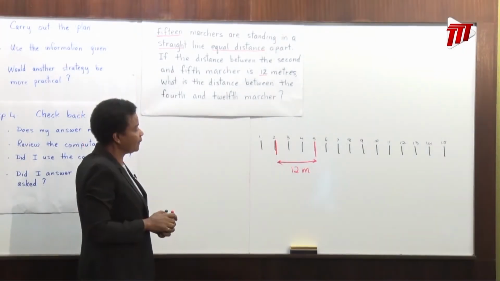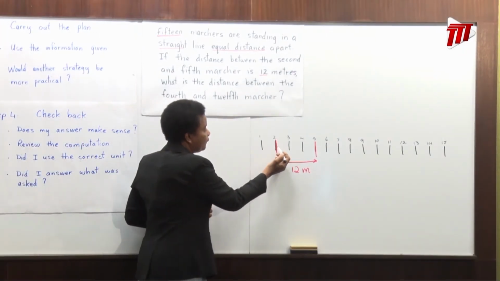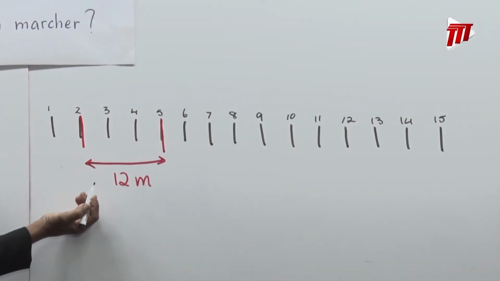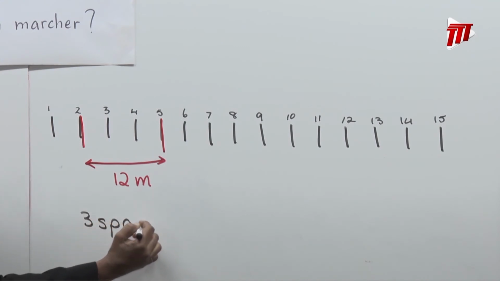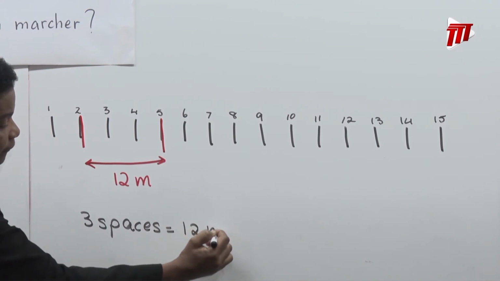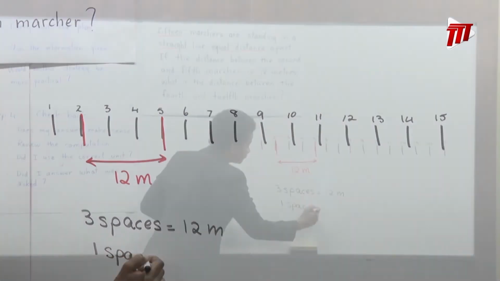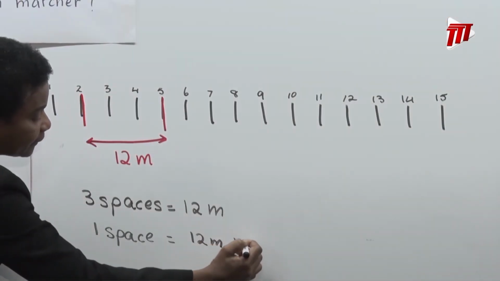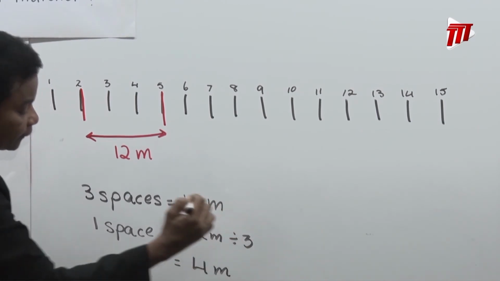What does that tell us? There are, in fact, 3 spaces between the second and the fifth marcher. So if there are 3 spaces, and those 3 spaces equal 12 meters, then one space will be 12 meters divided by 3, which is 4 meters.